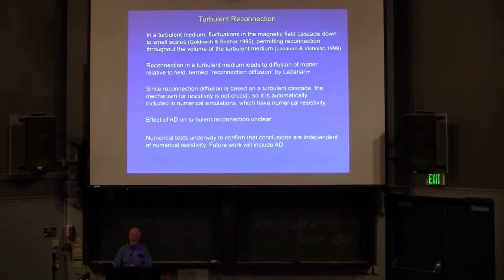We're now undertaking numerical tests to confirm that our conclusions are independent of the numerical resistivity. And in the future, we plan on including ambipolar diffusion as well. So the key conclusion to take away from this is that it appears that ideal MHD is not ideal in a turbulent medium. In other words, the turbulent cascade will inevitably cause the fluctuations to cascade down to a scale small enough where non-ideal effects become important.